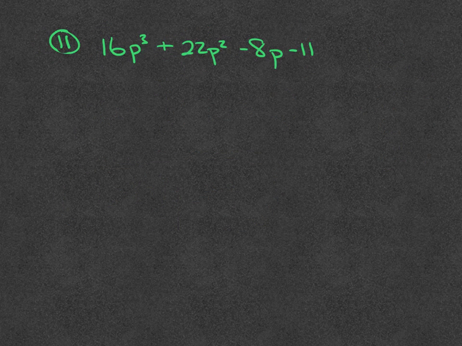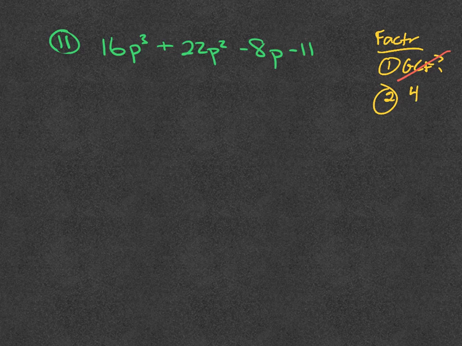Number 11, 16p cubed plus 22p squared minus 8p minus 11. Greatest common factor, so can't take p out of everything. 16 and 11 on the end don't have anything in common, so no common factor. Second, again, this is a 4-termed polynomial. So we're going to group and factor.